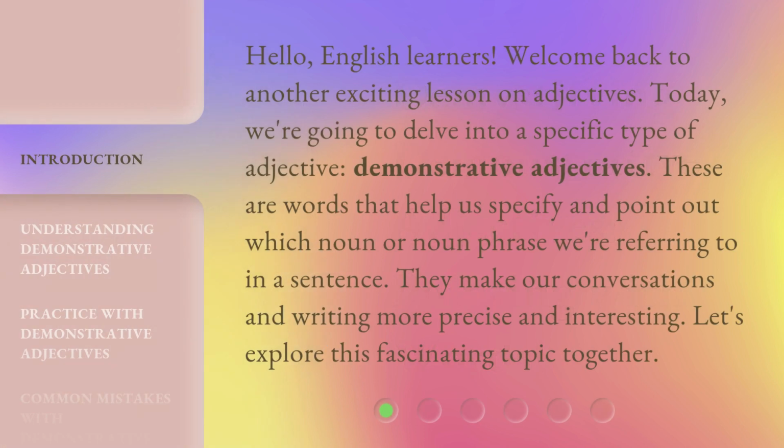Hello, English learners. Welcome back to another exciting lesson on adjectives. Today, we're going to delve into a specific type of adjective, demonstrative adjectives. These are words that help us specify and point out which noun or noun phrase we're referring to in a sentence. They make our conversations and writing more precise and interesting. Let's explore this fascinating topic together.